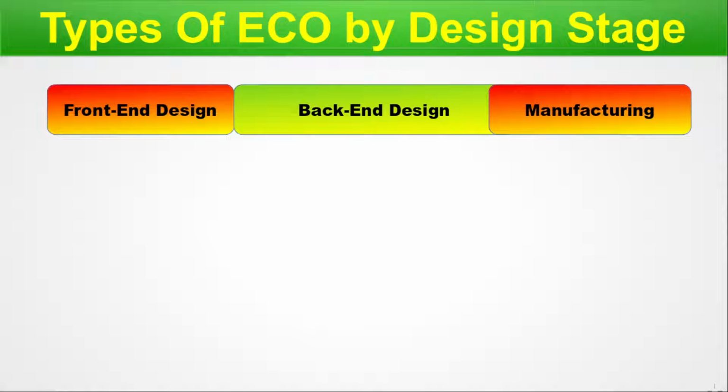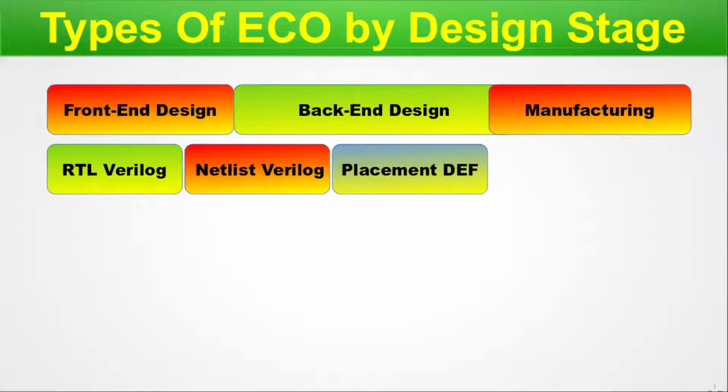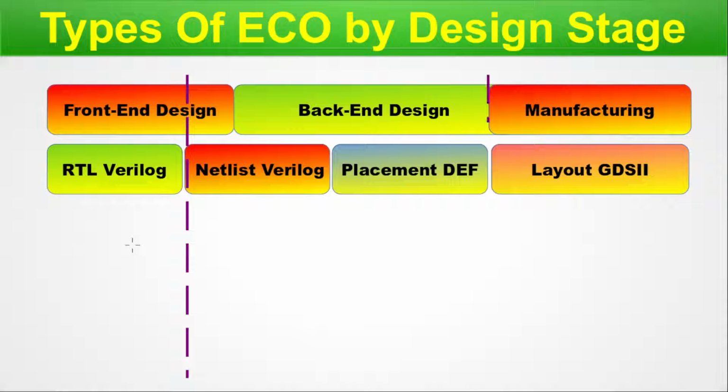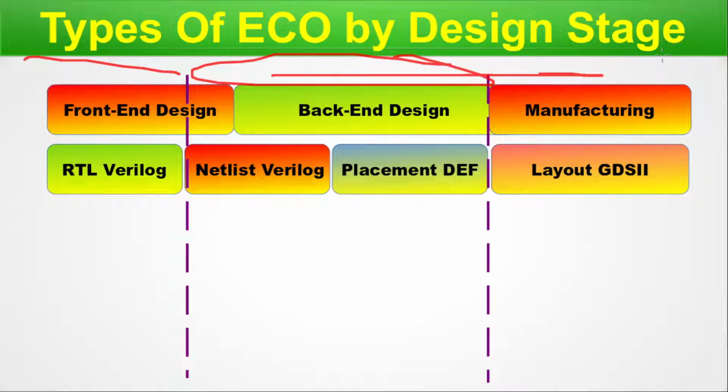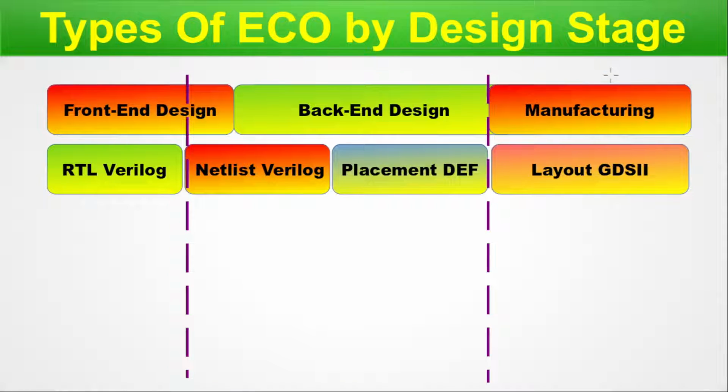Here with the front end part and back end part, I have just elaborately marked where the front end ends and where the back end begins, and the manufacturing. Manufacturing is nothing but goes near the tape out zone. Next we have the RTL Verilog, we have the netlist Verilog, we have the placement DEF. Placement DEF is related to the layout. We have DEF and LEF. Sometimes we also have the GDS2. Here we have the layout GDS2. So here I make a segment and I make a segment here. Why? Because this part is mostly the front end part, this side, and this part is the back end part, and this part is the manufacturing. There are three parts that have been defined: front end, back end, and manufacturing.